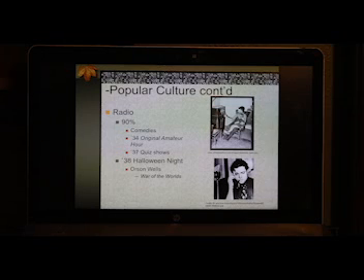And the main thrust of popular culture during this time was to show the goodness behind democracies and what they stood for.